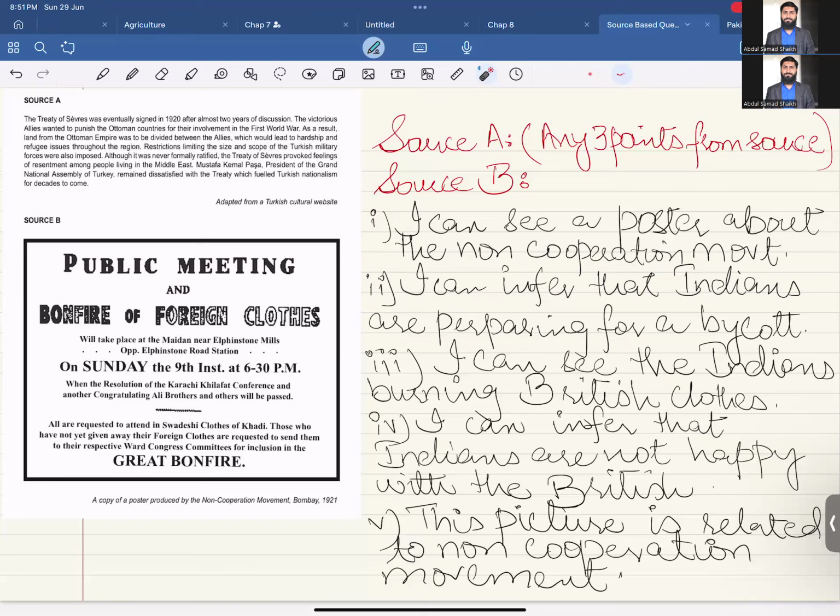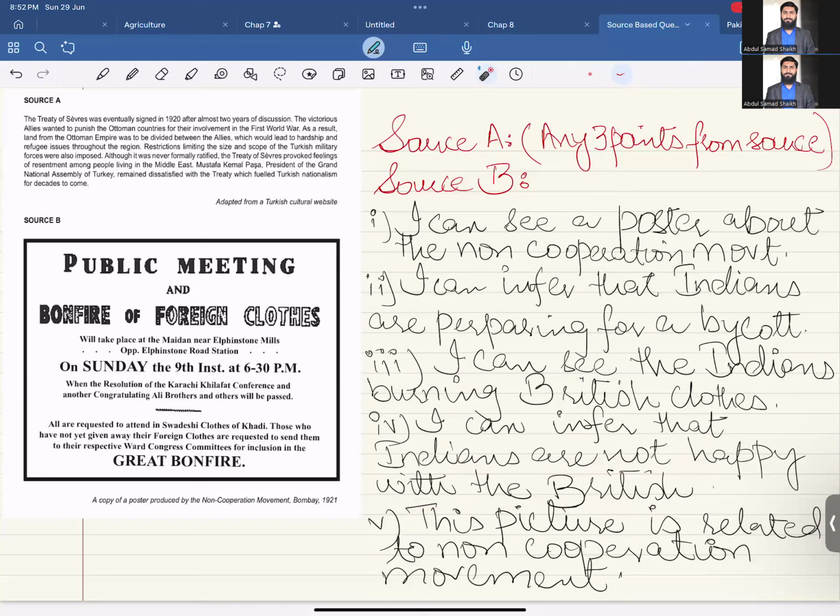ठीक है, moving on further. द नेक्स्ट पॉइंट जो हमें प्रिपेयर करना है, I can see the Indians burning British clothes. ये थर्ड पॉइंट आ गया इसका. ठीक हो गया कि I can see Indians burning British clothes, क्योंकि यहाँ लिखा हुआ है डिस्क्रिप्शन में कि bonfire of foreign clothes, which means Indians are going to burn the British clothes. So यहाँ क्योंकि डिस्क्रिप्शन अवेलेबल है, so we can write it down like this. अब इसको हमने कैसे कनेक्ट किया कि I can infer that Indians are not happy with the British.